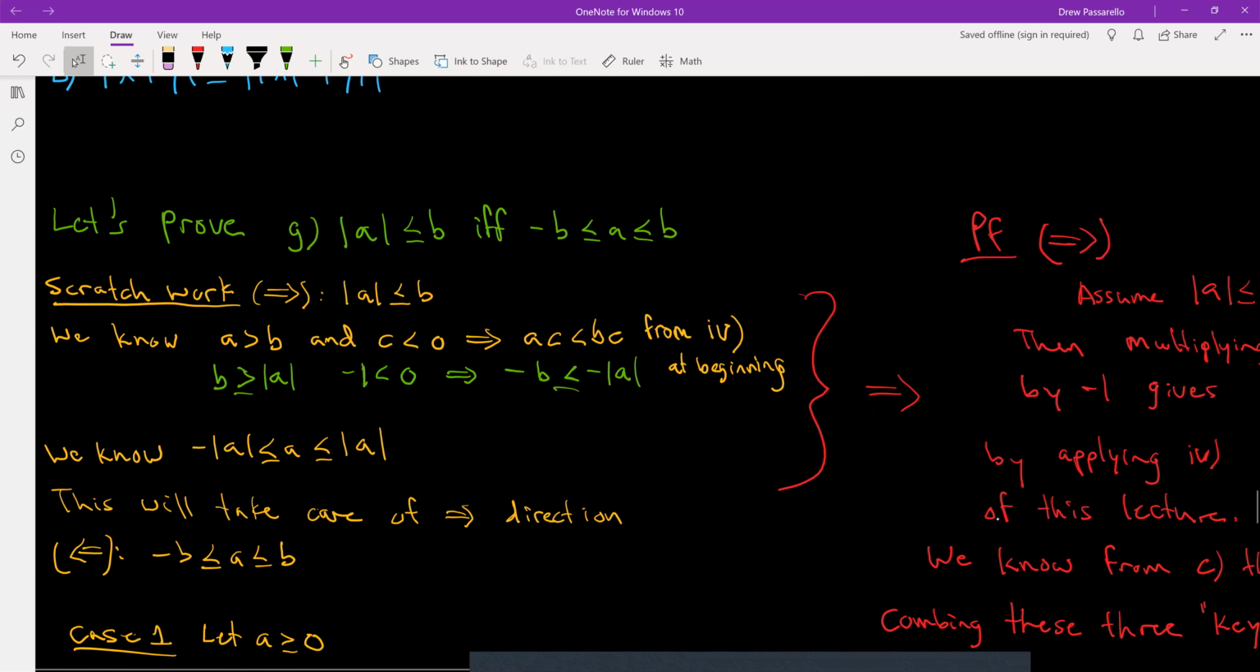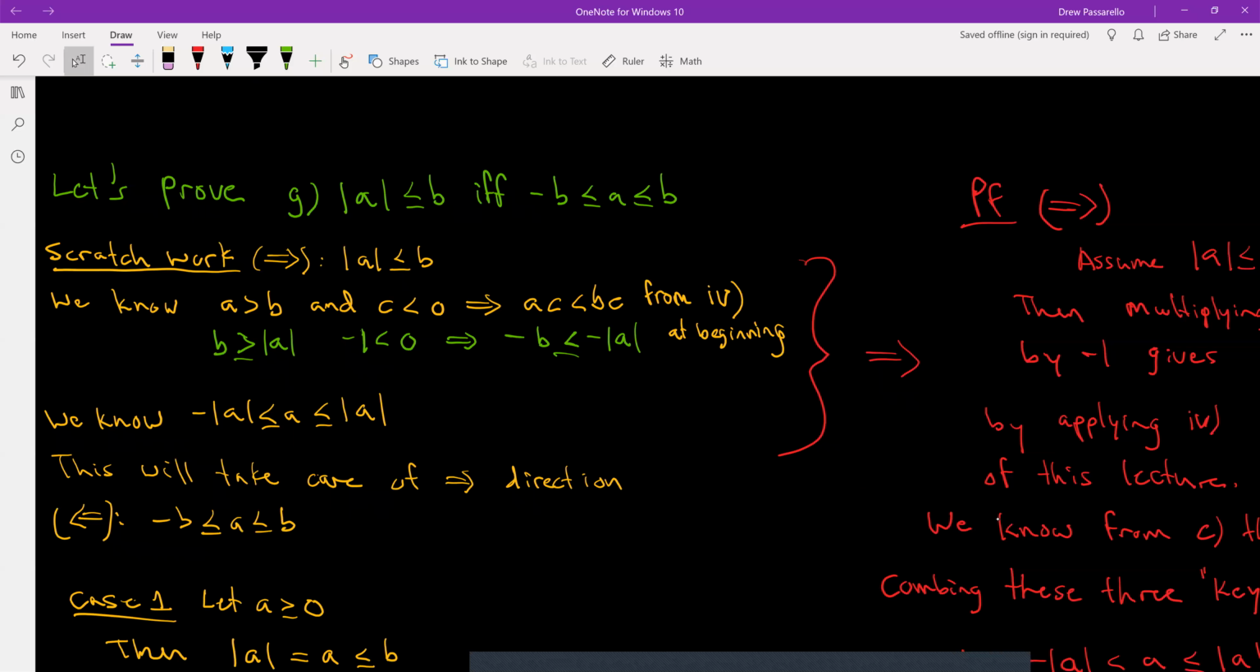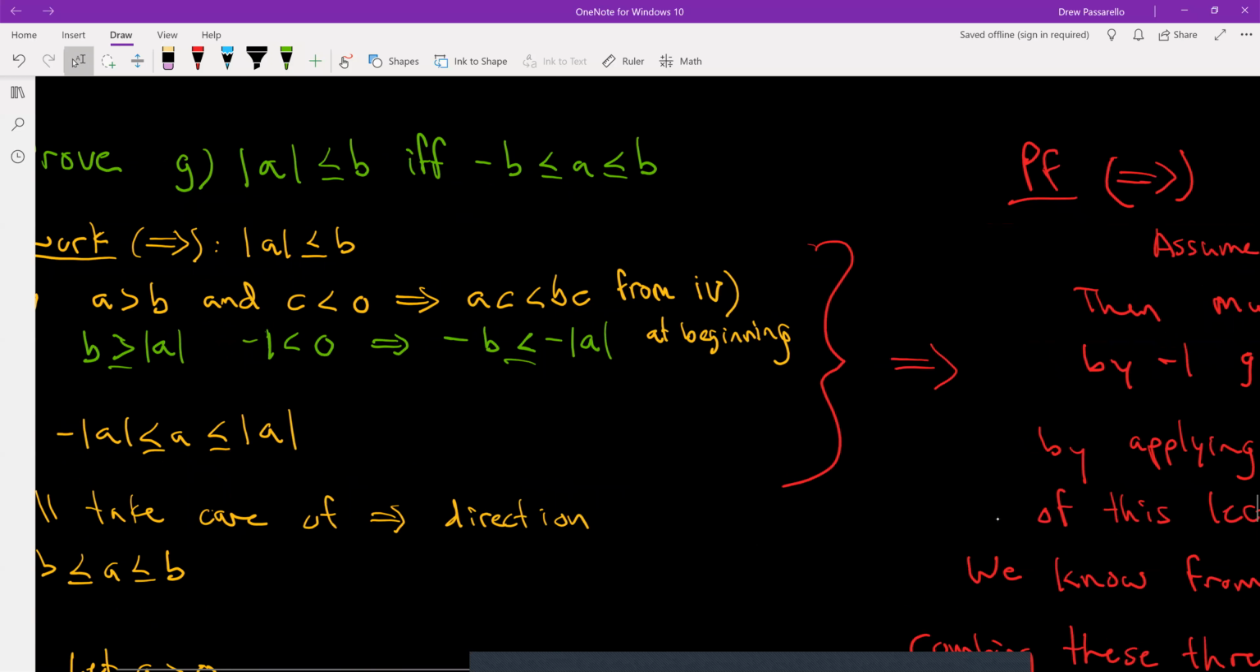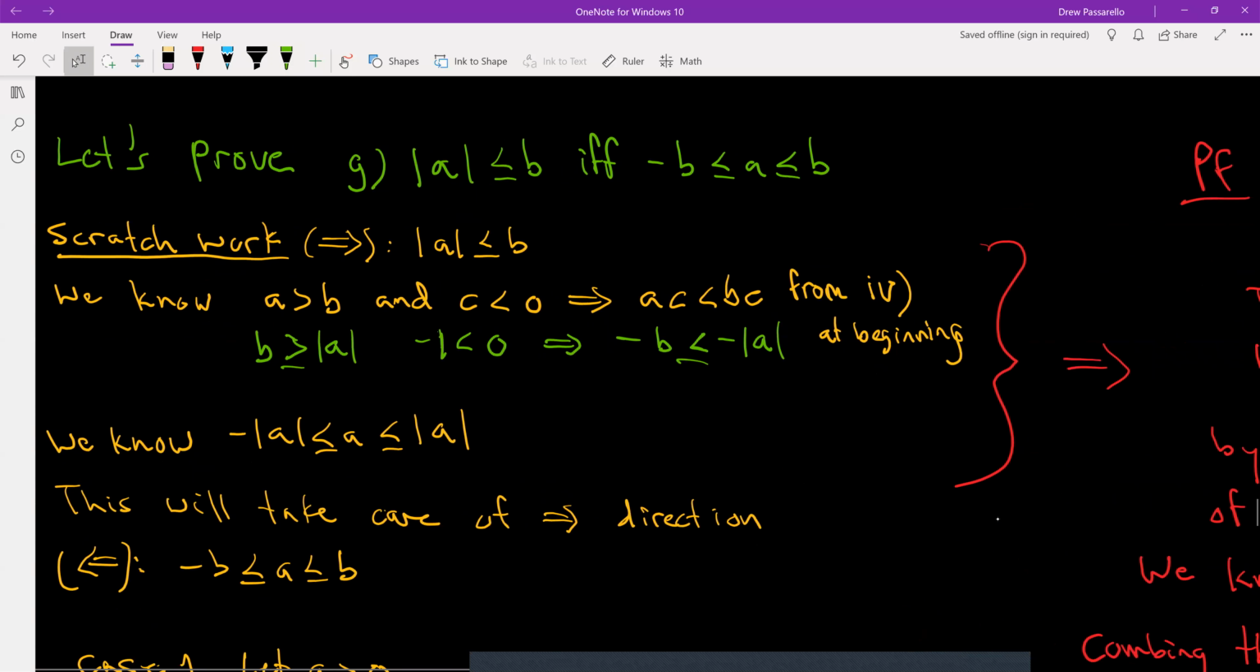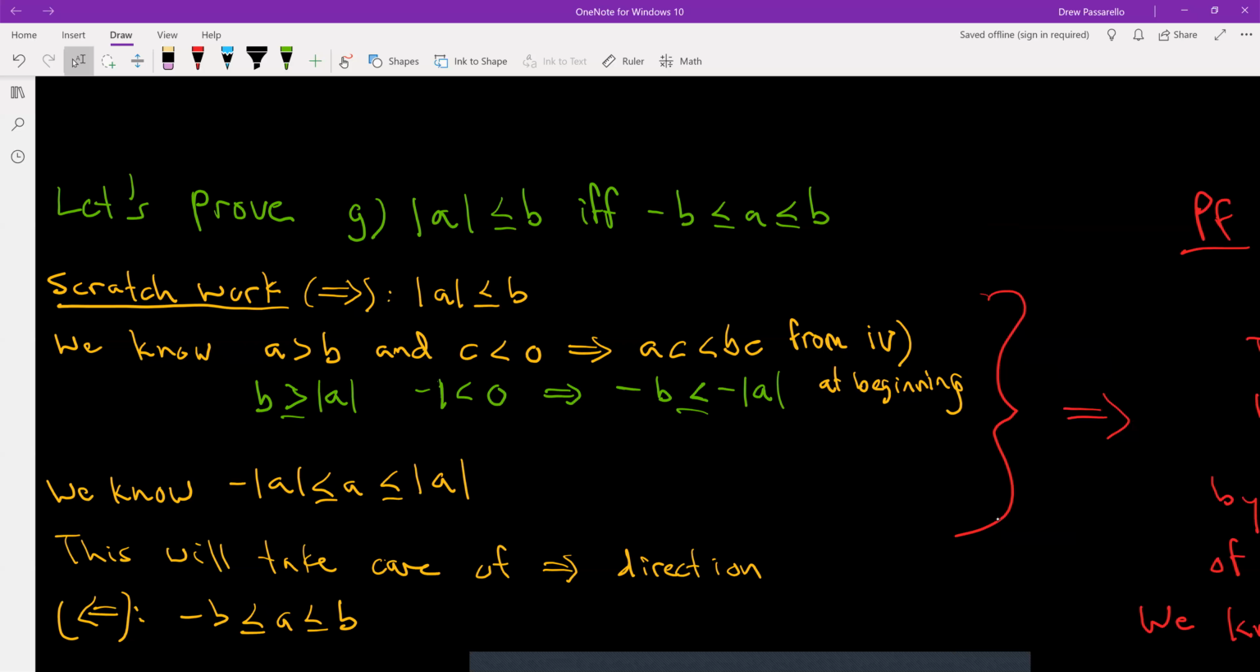All right, so for G, we want to show that the absolute value of A is less than or equal to B if and only if negative B is less than or equal to A, less than or equal to B. What I have put in yellow is the thought process or scratch work behind the proof, and what I use in red is the actual proof. So first, let's discuss the thought process. We have an if and only if proof, so we're going to do both directions.